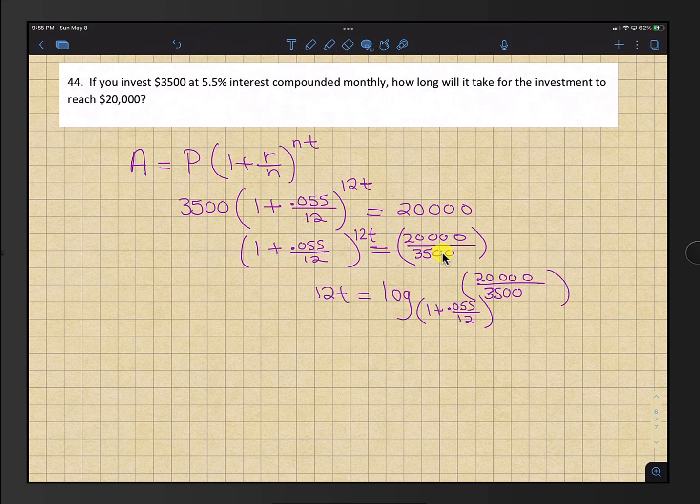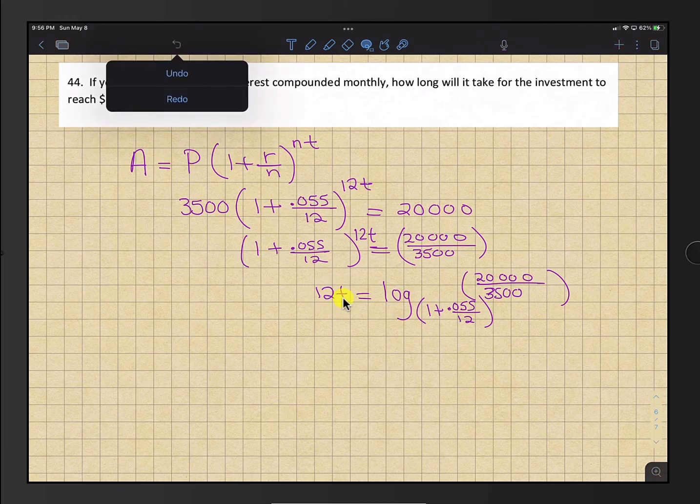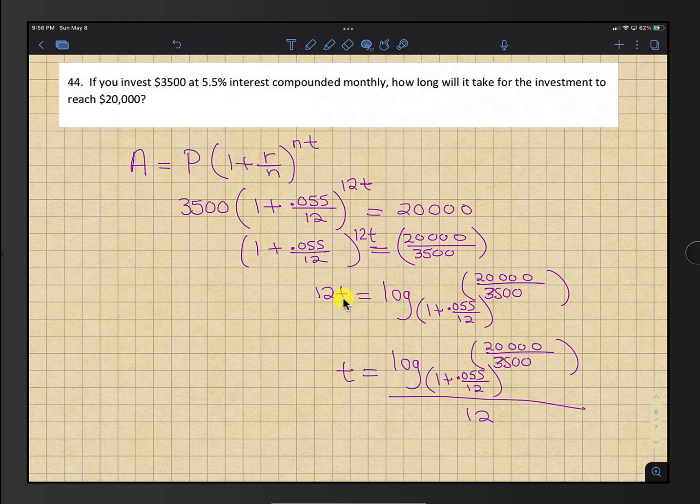We can then convert it into log form. So log base 1 plus 0.055 over 12 of this fraction is equal to 12t. Now we just divide by 12 to get t by itself. And so t is going to be log base 1 plus 0.055 over 12 of this fraction, all divided by 12. Now we can put that in our calculator.